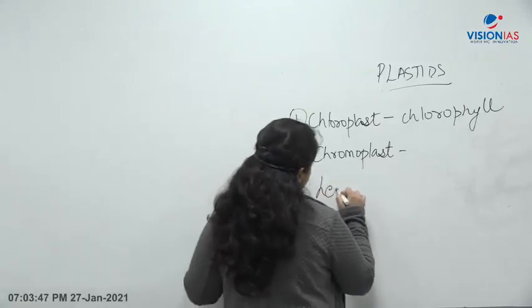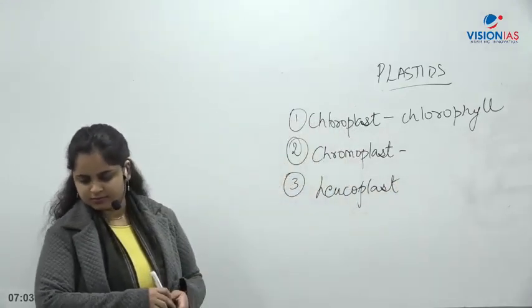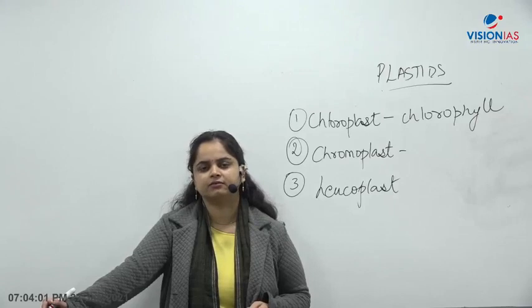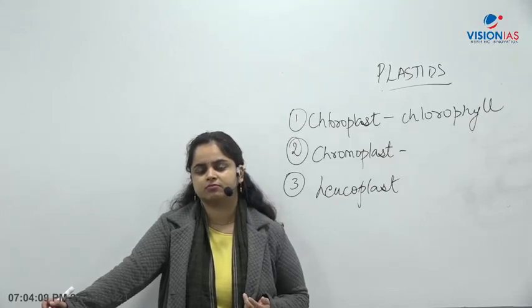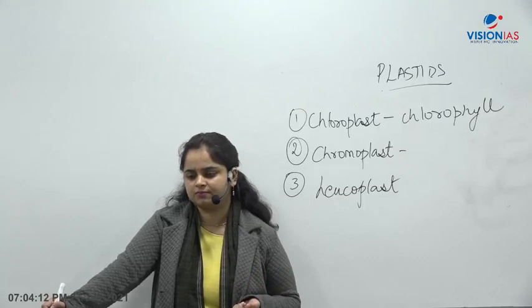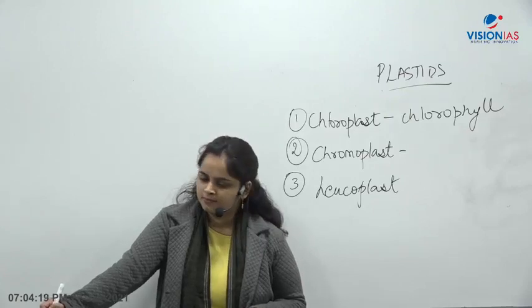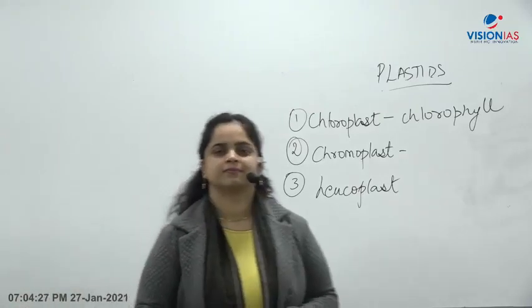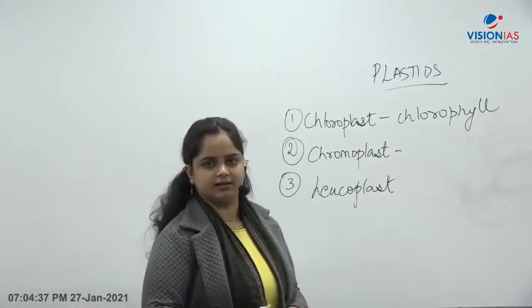Third, leucoplast. They are white colored, and they contain starch, oil or proteins. And the last line you can write down: plastids also contain their own DNA. Plastids also contain their own DNA.